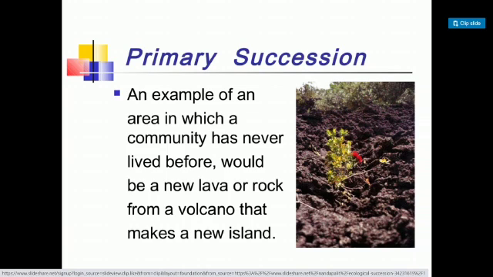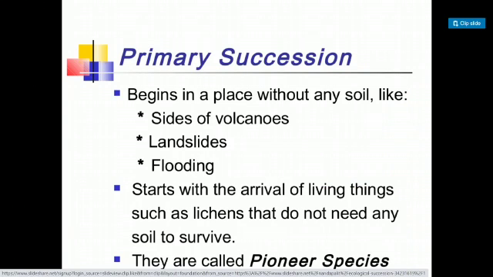An example of an area in which a community has never lived before would be the new lava or rock from a volcano that makes a new island. Here you're watching some cold lava which is making a new area for the establishment of new species of plants. This is an area where a community was never living before. It begins in a place without any soil, like the sites of volcanoes, landslides, and flooding. These are the areas where primary succession actually occurs.